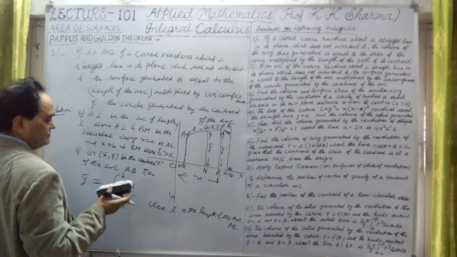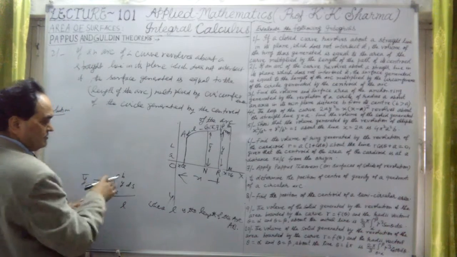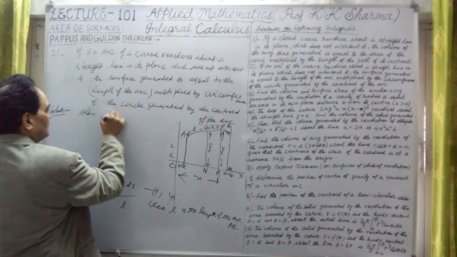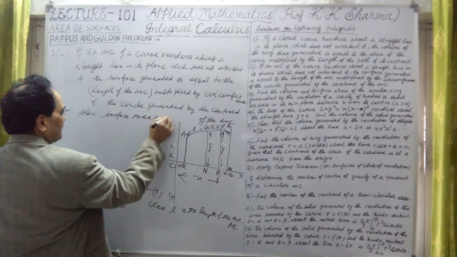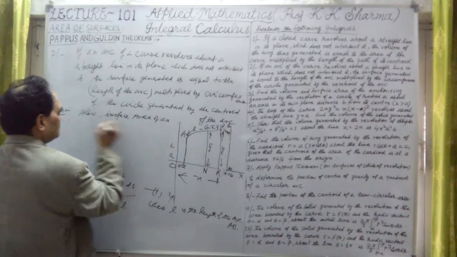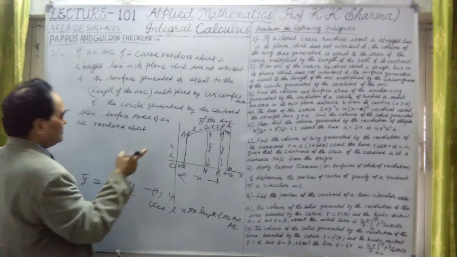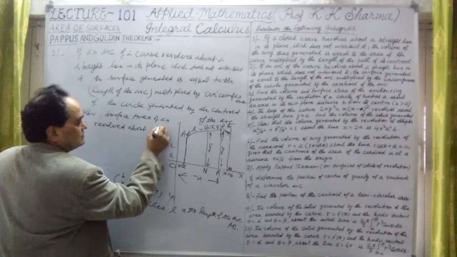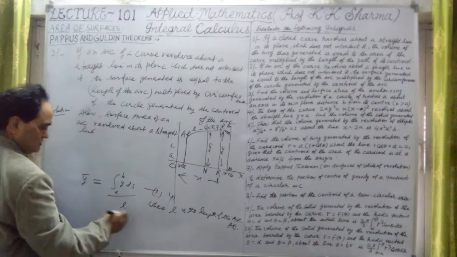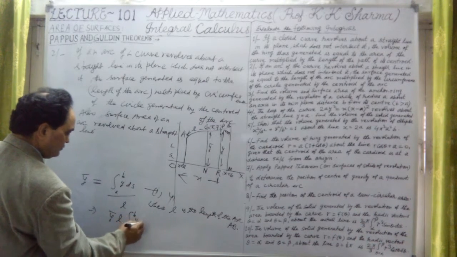Now what is the surface area? In this case we have first calculated the centroid, y bar. Let me take this as the first equation. Also, the surface area of an arc revolved about a line, in this case a straight line. So here y bar into L is equal to the integral from A to B of y into ds.